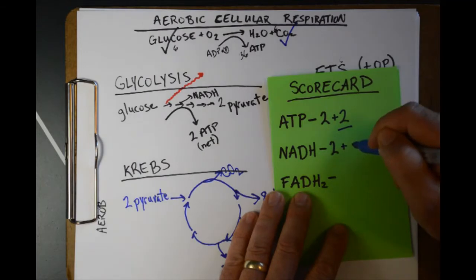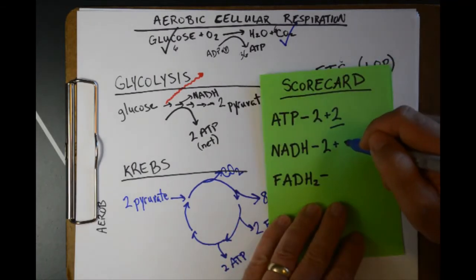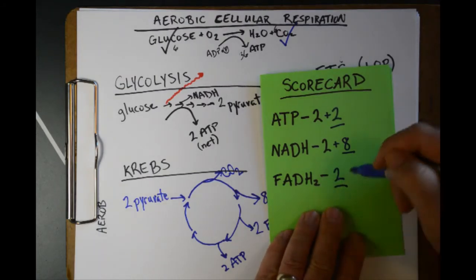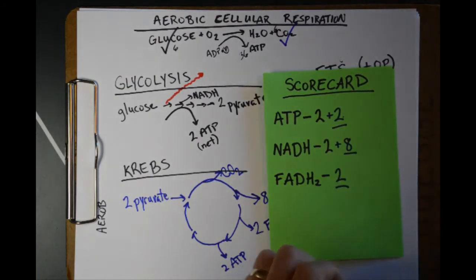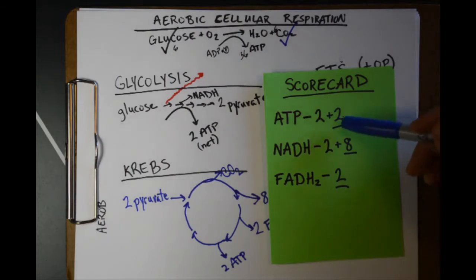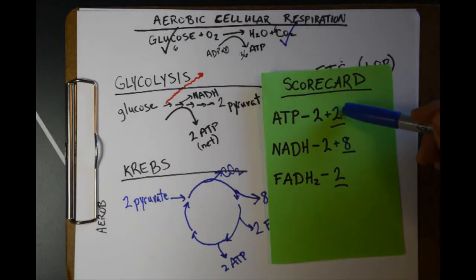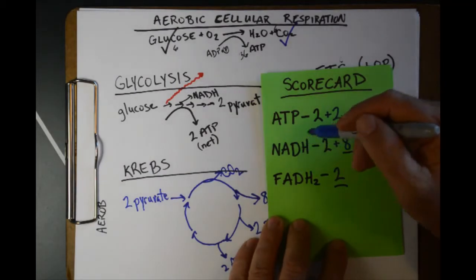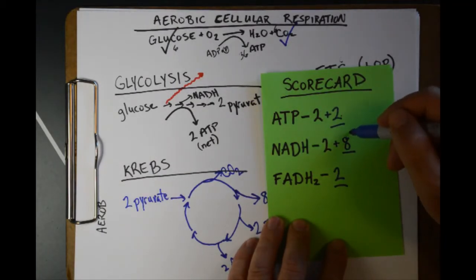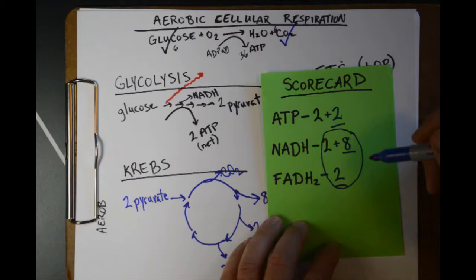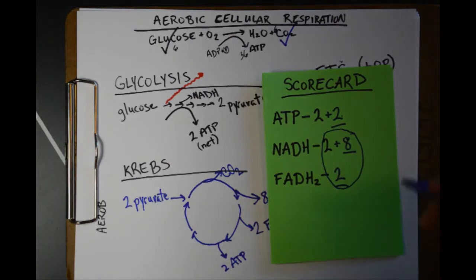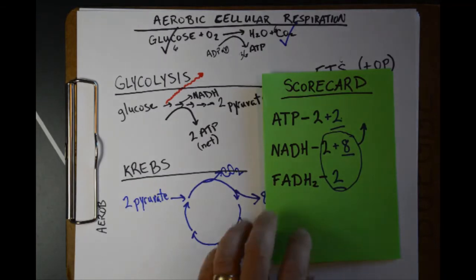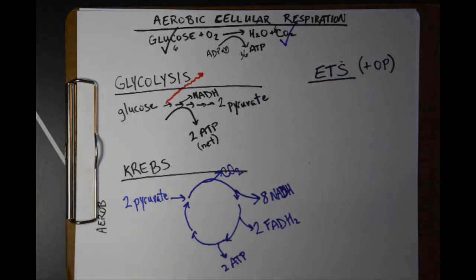I also got a boatload of these guys. I got 8 of those, and I got 2 of those. And so all these came from the Krebs cycle. Pretty good energy payoff here. Still don't have a lot of ATP, but I do have a lot of energy left, because all these are, remember, my energy scorecard. I have a lot of energy left with these guys, and that's what's going to be used to make the remaining ATP in the electron transport system.